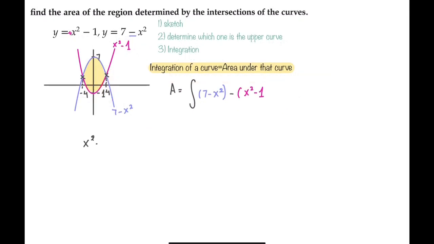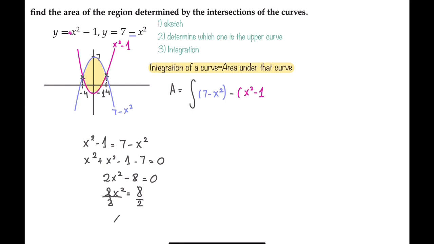So we'll have x squared minus 1 is equal to 7 minus x squared. And then x squared plus x squared minus 1 minus 7 is equal to 0. Now we will have 2x squared minus 1 minus 7 is minus 8 is equal to 0. And then 2x squared is equal to 8. We will move the 8 to the other side, so it will be a positive 8. Then we will divide both sides by 2. And then x squared is equal to 4. We will use square root for two sides. And then x is equal to plus and minus 2. So our intervals will be from -2 up to 2.